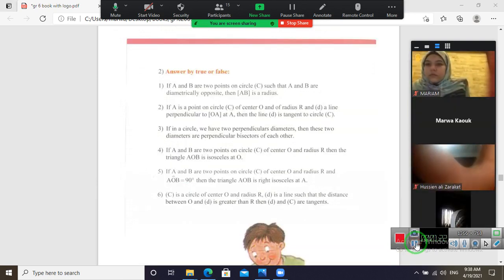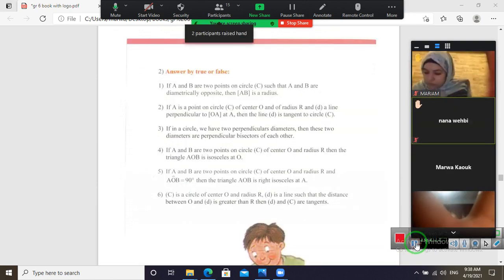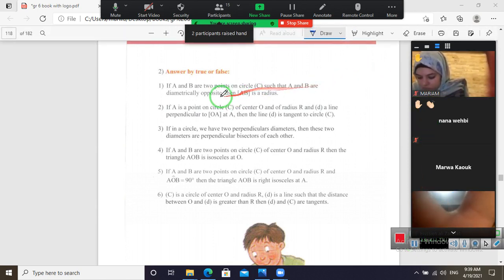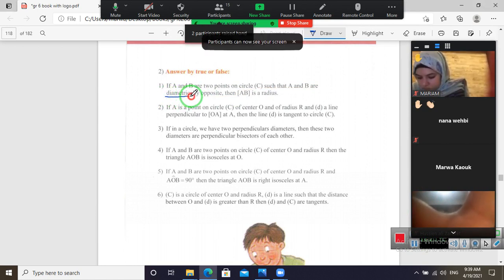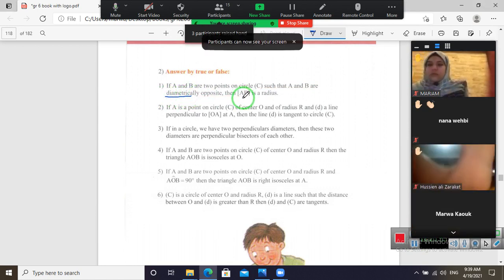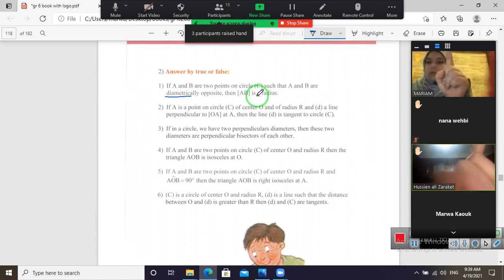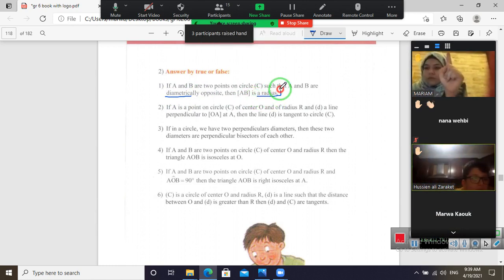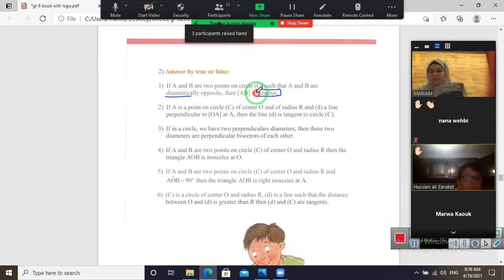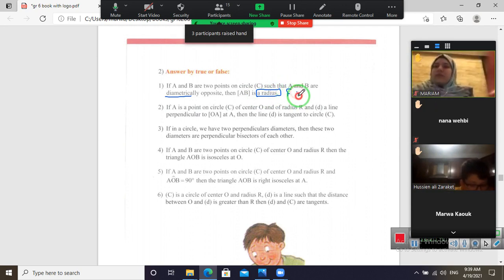Answer by true or false. If A and B are two points on the circle C such that A and B are diametrically opposite, then AB is a what? Yes, Mariam. Then AB is not a radius. It's false. It's a diameter. Very good. So false, and we put diameter instead of radius.